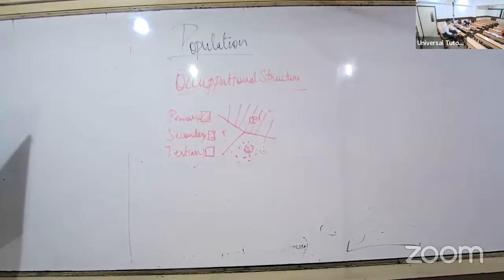Now write primary sector below, on a separate line. Write primary sector and write agriculture, forestry, fishing, mining and quarrying.